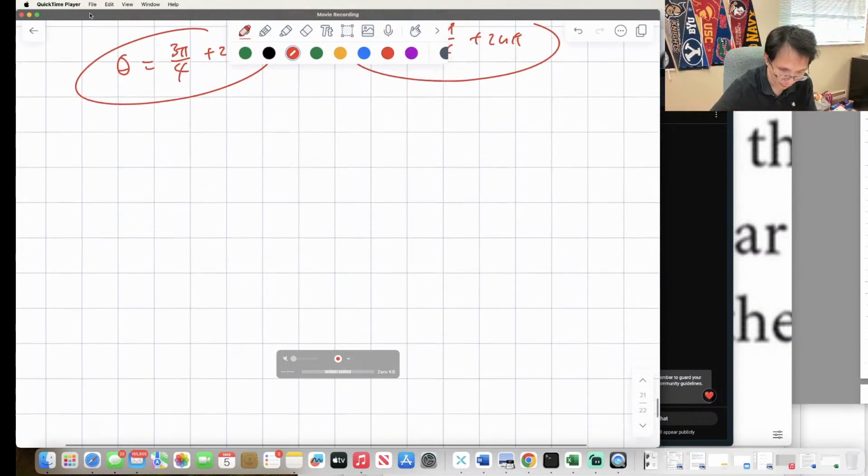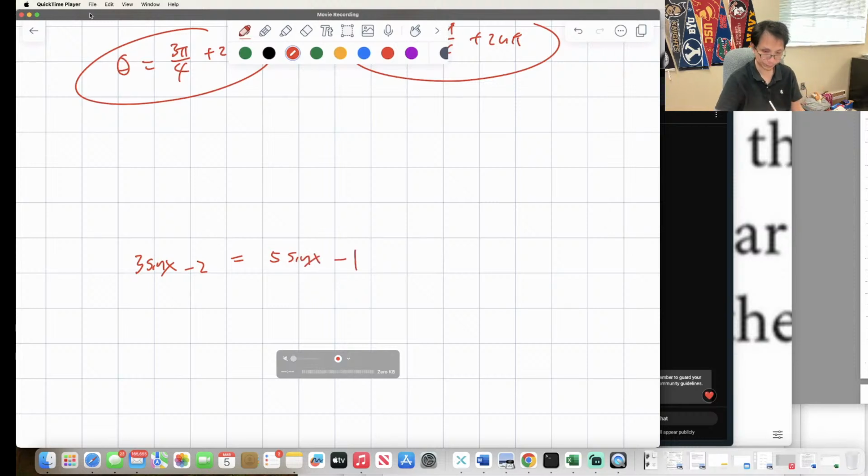Okay, so let me give you the first question. What if I have 3 sine of x minus 2 is equal to 5 sine of x minus 1? I want you to solve for x. So think about this as 3x minus 2, 5x minus 1. You isolate the sine of x, and you're going to figure out the rest of it.